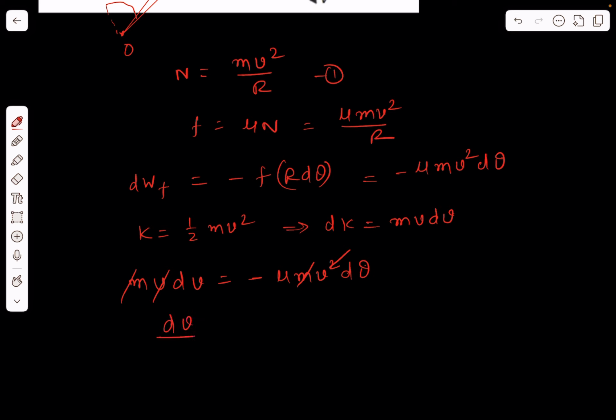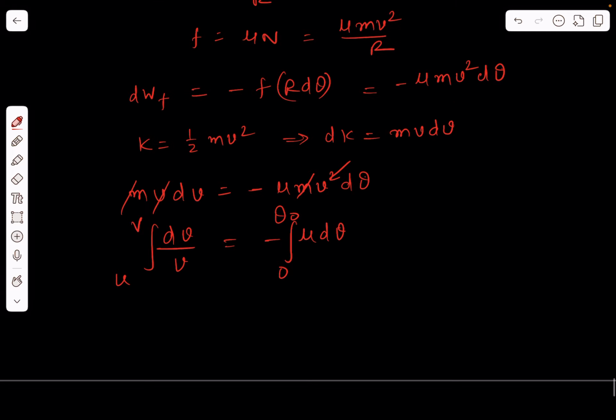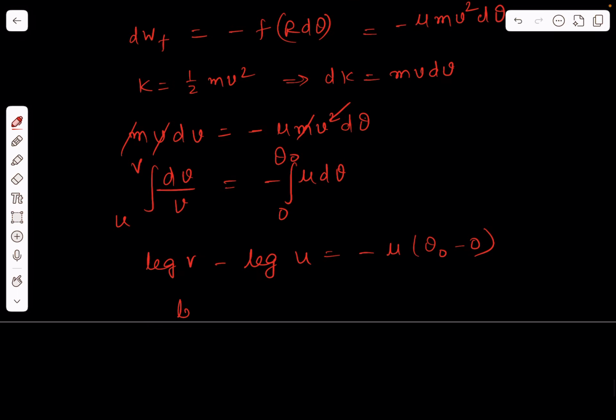So on variable separation we get dv upon v equal to minus mu d theta, and then we put the integration with proper limits. Initial velocity is u, final let us assume it is v, 0 to theta naught is the final angular displacement. On solving it, we get log of v minus log of u equal to minus mu into theta naught minus 0. So log of v upon u becomes minus mu into theta naught, or v becomes u into e to the power minus mu theta naught.